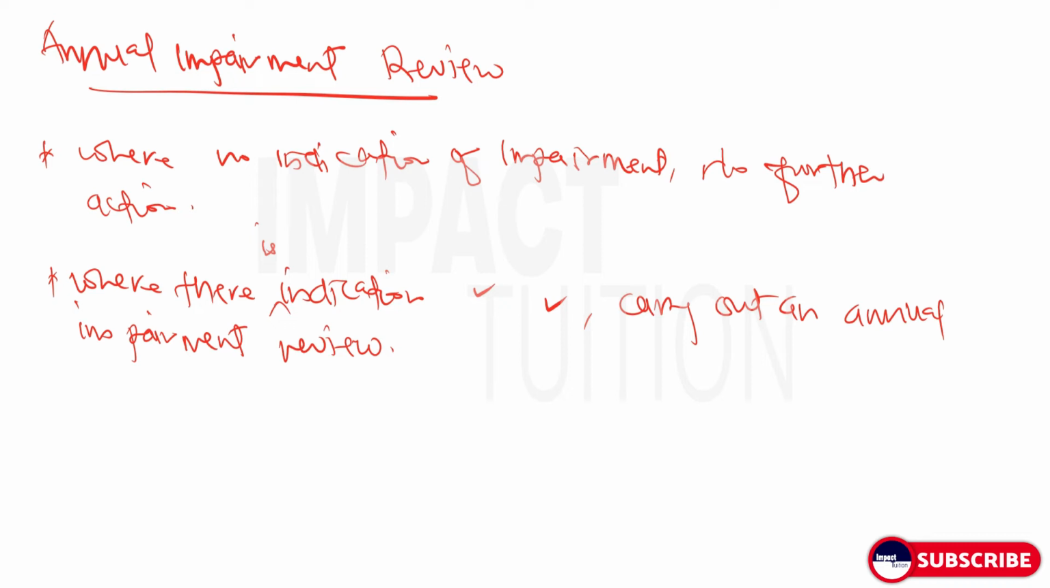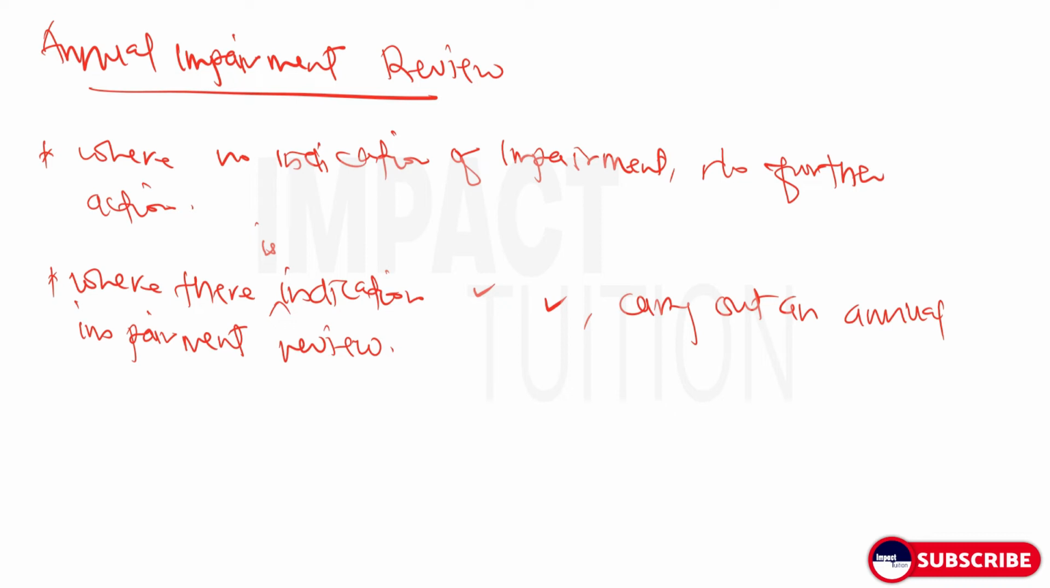IAS 36 requires annual impairment reviews of these assets, irrespective of whether there is any indication of impairment or not. Irrespective of that, you have to carry out an impairment review for goodwill acquired in a business combination, an intangible asset with an indefinite useful life, and an intangible asset not yet available for use.